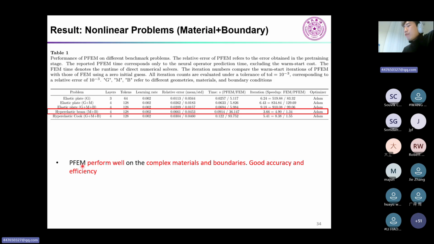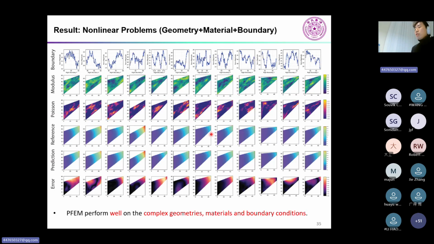Okay, so our PFEM performs, I think, very well on complex material and boundary conditions, especially in accuracy and efficiency. So let me show you the last one, a nonlinear problem. It's a Cook membrane problem. So we randomize everything, like boundary, modulus, and geometry. As you can see, the boundary is random. It's a random Gaussian field, and the modulus is also a random Gaussian field, and the load is also a random Gaussian field. The first line is the reference solution, and our prediction is very close to the reference solution, and the error is also very small.